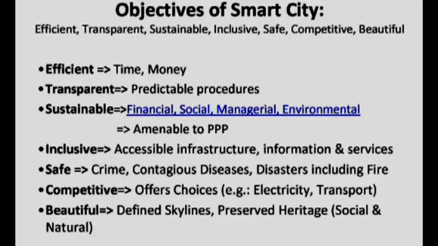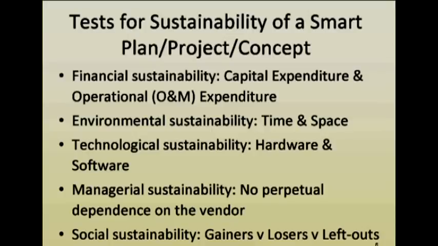Now we talk of sustainability, which I left here. We will see in the next slide how we define the sustainability framework, which has got five dimensions, or four: financial sustainability, environmental sustainability, technological sustainability, managerial sustainability, and social sustainability. A financially sustainable project is one which is able to generate capital expenditure requirements and operational expenditure requirements by itself.